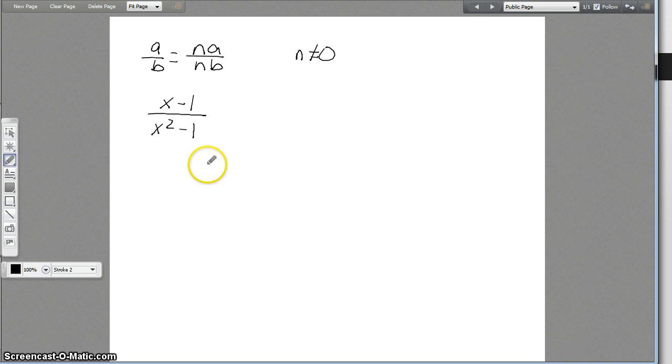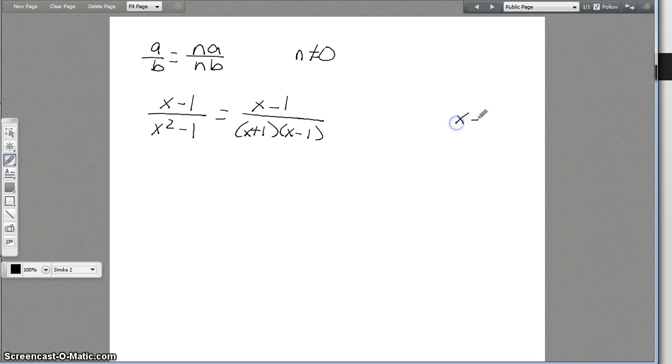Anytime that you have a fraction that involves variables, you want to look at see if you can factor anything. And the denominator is the difference of two squares. So we can copy our numerator, x minus 1, and then our denominator, we have two squares we're taking the difference of. So that's going to factor as x plus 1 times x minus 1. Now, looking at this, it's really easy to tell what values x cannot be.